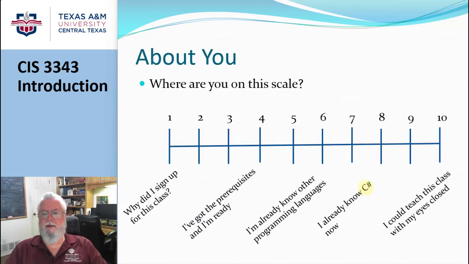So enough about me. I'm going to ask you a little about you. In that first journal, I'm going to say, hey, where are you on a scale of 1 to 10 based upon this? A 1 would be, oh my goodness, I'm so out of place here. I can't imagine why I signed up for this class. I don't believe it. A 10 would be, I've been programming in C# for 15 years now. I could probably teach this class with my eyes closed. Wow. Okay, that'd be kind of cool, but not likely.